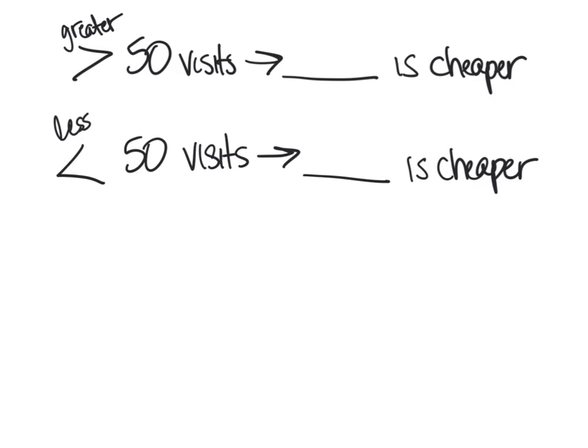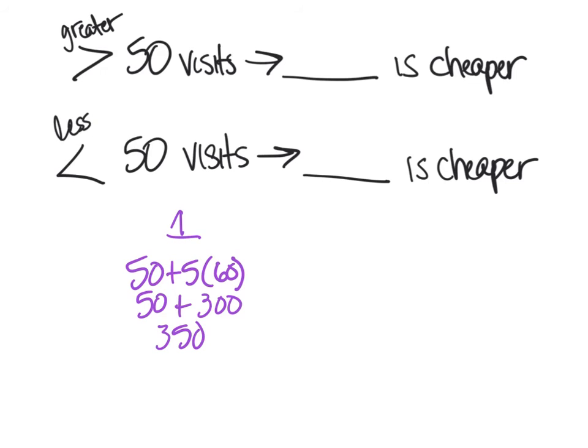Whoa, mixed answers. No commitment? Here's how you're going to have to figure it out. With Plan 1, Plan 1 was 50 plus 5x. And you guys put in 60 visits, right? 50 plus 300, 350. With Plan 2, 200 plus 2 times 60. 200 plus 120, 320.